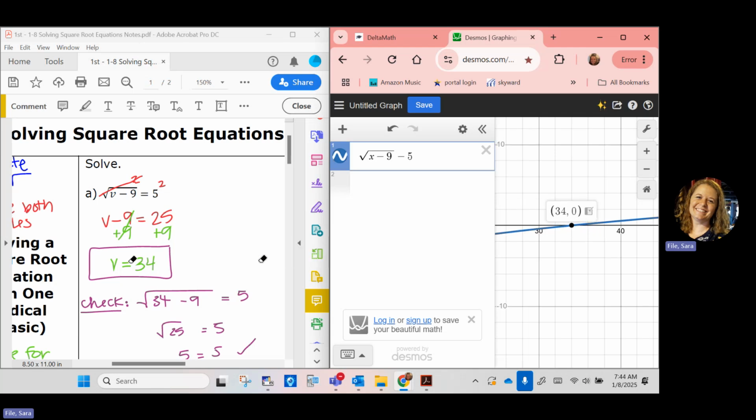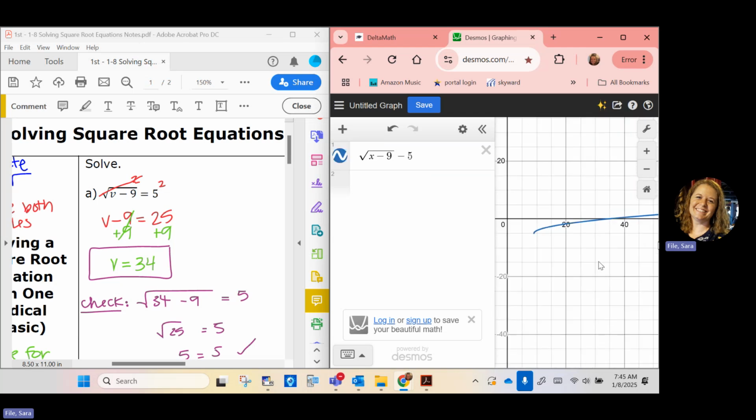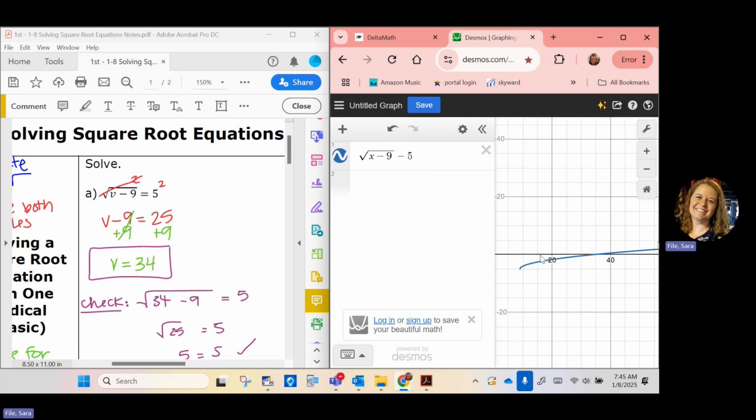Isn't that what we found algebraically? So it is the x-intercept of this function when it's graphed that you're finding. So if you prefer to find this graphically, you can. You can use Desmos. But if you want to see an actual graph, like we were graphing yesterday, of that square root function, it does need to be set equal to 0.